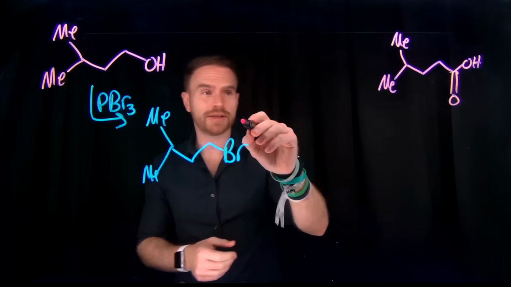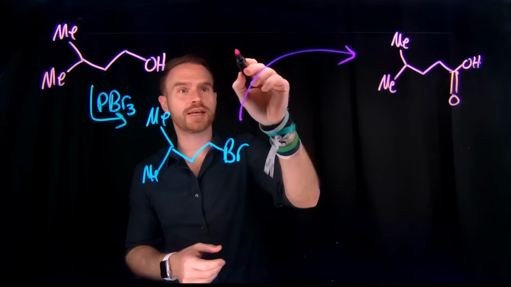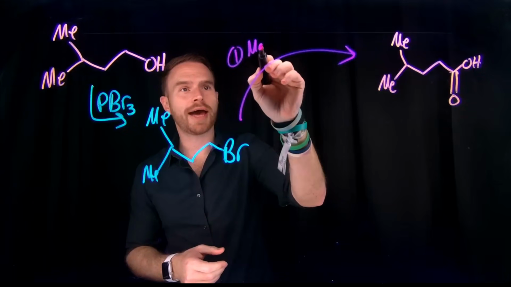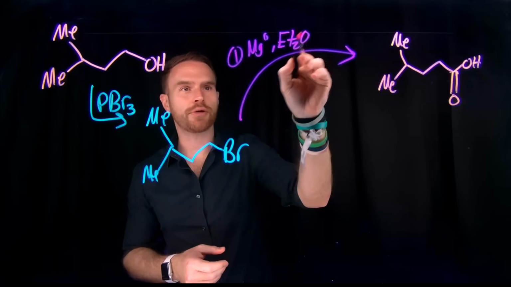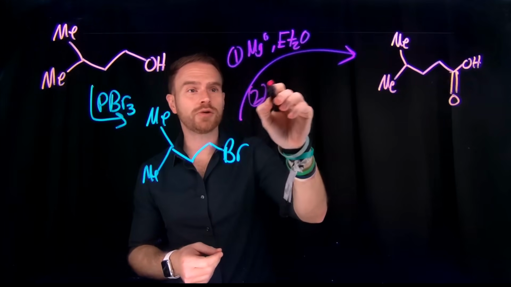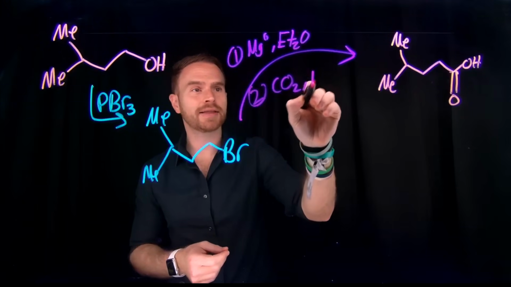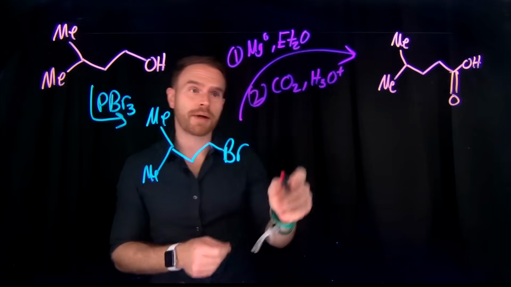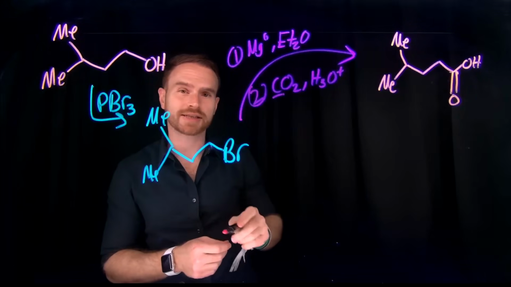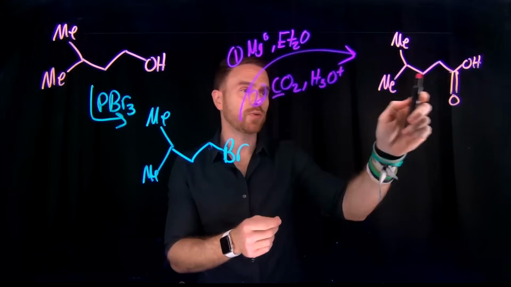One of those methods is going to be to turn this first into a Grignard reagent, where you add magnesium turnings in the solvent diethyl ether and then add it to CO2 in the presence of acid, like H3O+, for example, and this will actually extend our carbon chain by 1, which comes from the carbon dioxide, and also transform it into a carboxylic acid.